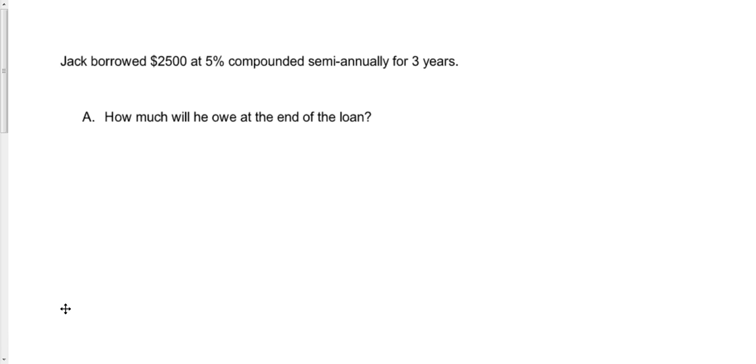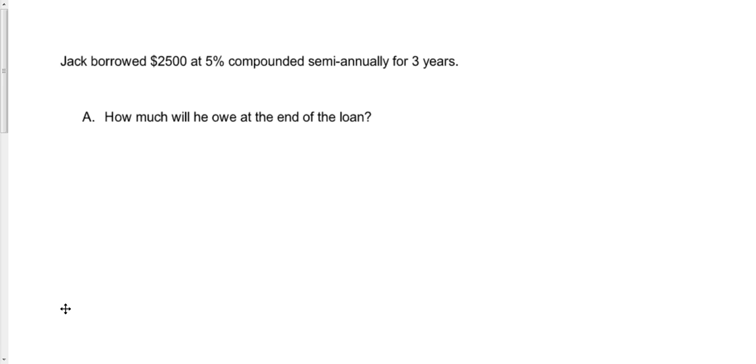We're going to take a look at compound interest now. Particularly, we're going to look at future value. So in this particular problem, we have a situation where an individual, Jack, borrowed $2,500 at 5% compounded semi-annually for 3 years.